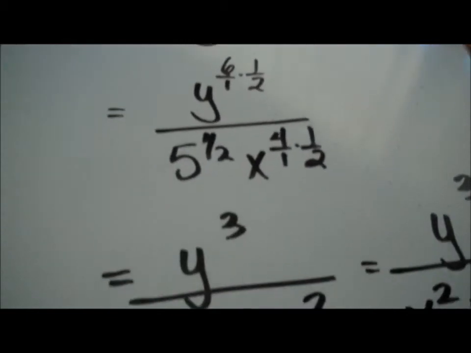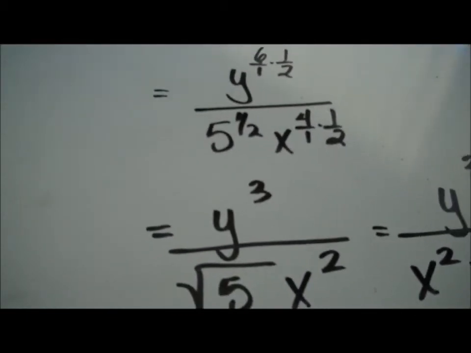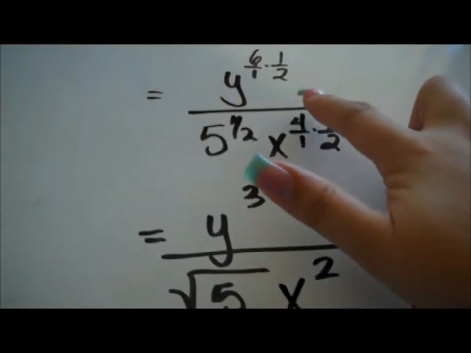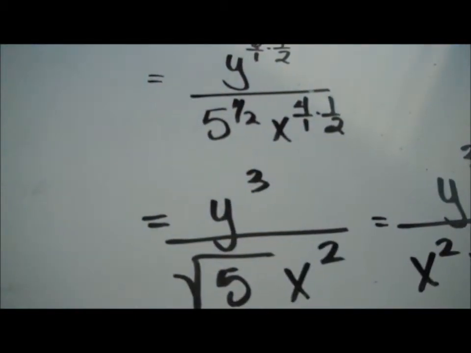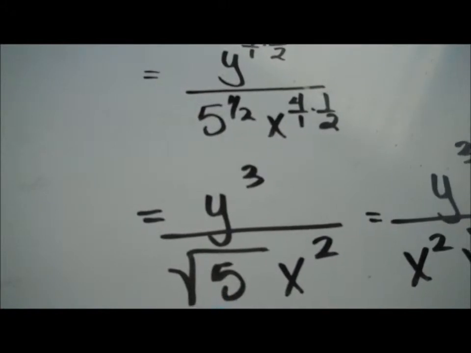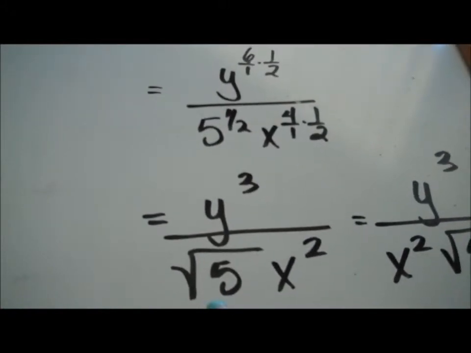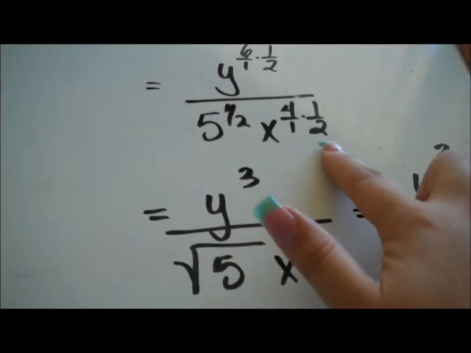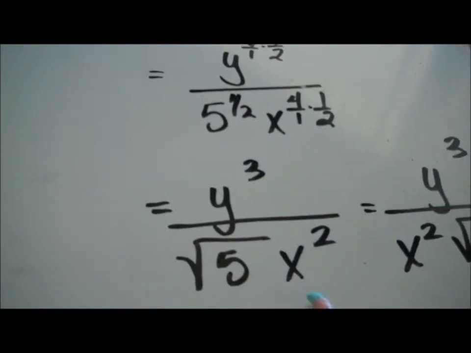So simplifying that, we get y to the 3rd power, because we use cross cancellation here. 5 to the 1/2 power can be rewritten as the square root of 5. And with cross cancellation here, we get x to the 2nd.